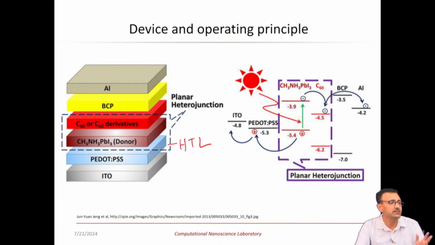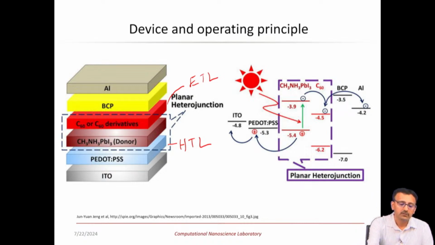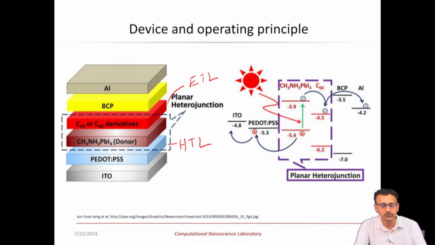There are many different materials used for that, and then you need an electron transport layer, ETL, for transporting the electrons to the other electrode. So, again, there are very many materials that are used as both hole transport layers and electron transport layers. One of the popular ones is this C60 fullerene derivative, which is what we are interested in, and I will talk about when I present the results.